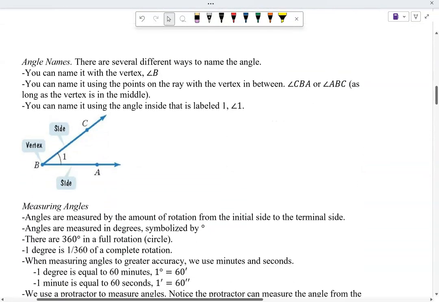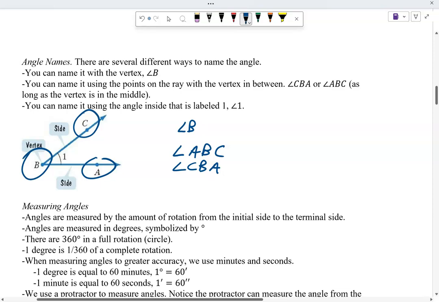How do you name an angle? You can name it using the vertex, so that's angle B. You could name it with the points on the ray from the initial to the terminal side. So you can name it angle ABC. See how it goes from A through the vertex to C. Or you could name it angle CBA. Again, the vertex has got to be in the middle. Either way, B's got to be in the middle if you're going to do it that way. And finally, if you call this angle 1 inside, you could just say angle 1 as well.